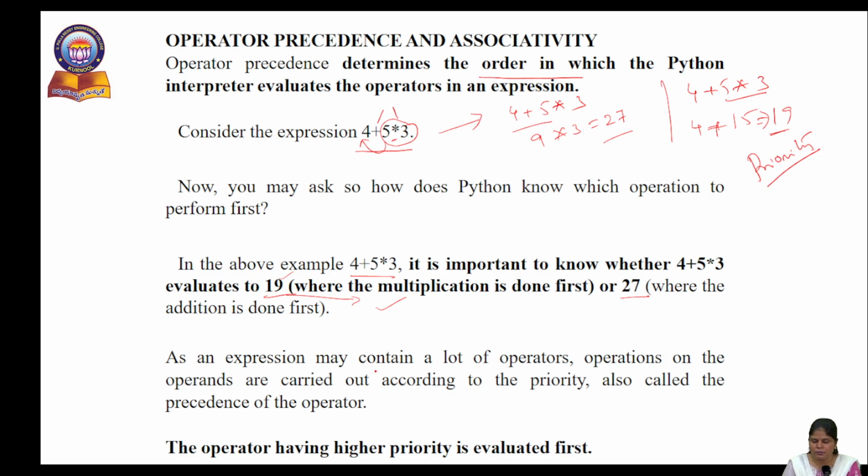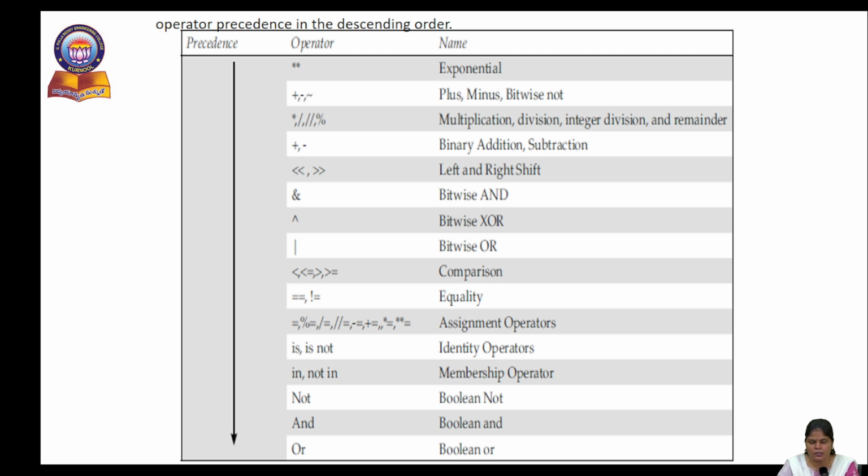An expression may contain many operations on operands, carried out according to priority. This priority we call the precedence of the operator. The operator having the highest priority is evaluated first. Here are the operators according to precedence, and this arrow shows the highest precedence to the lowest precedence.